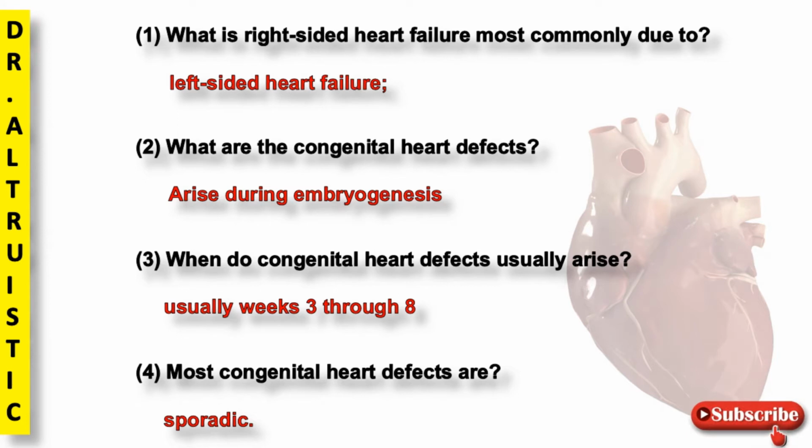1. What is right-sided heart failure most commonly due to? Left-sided heart failure. 2. What are the congenital heart defects? Arise during embryogenesis. 3. When do congenital heart defects usually arise? Usually weeks 3 through 8. 4. Most congenital heart defects are sporadic.